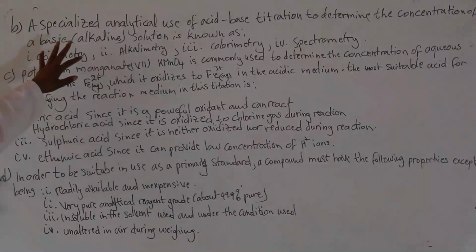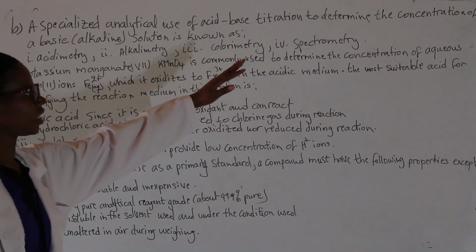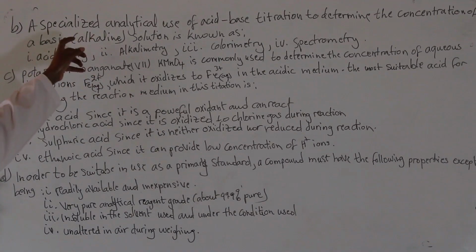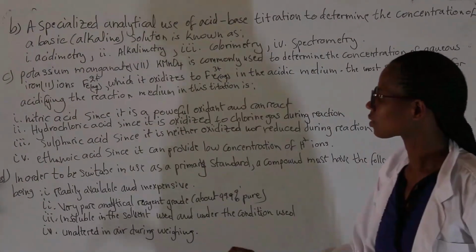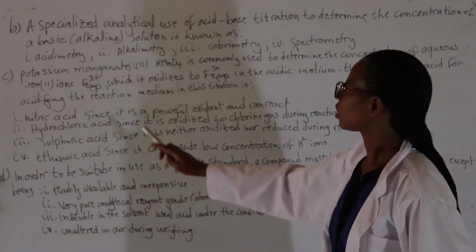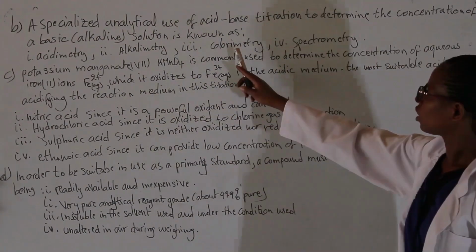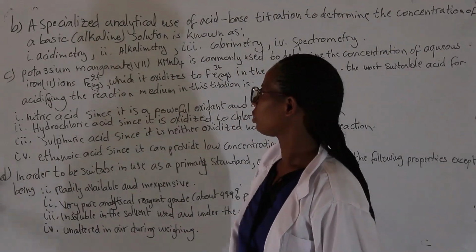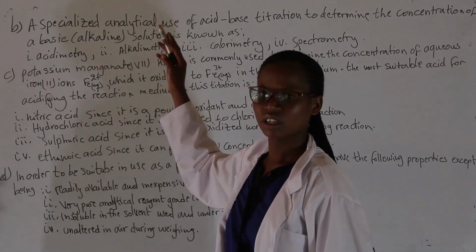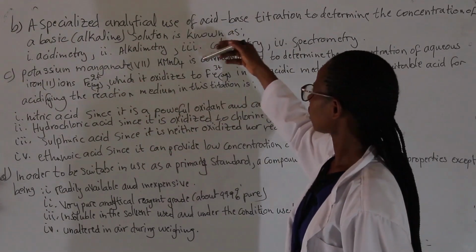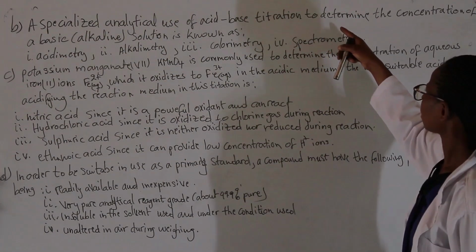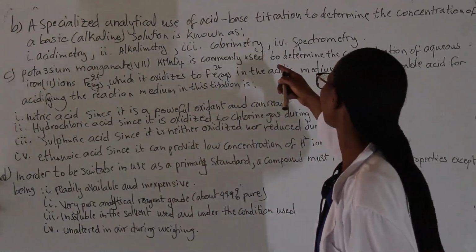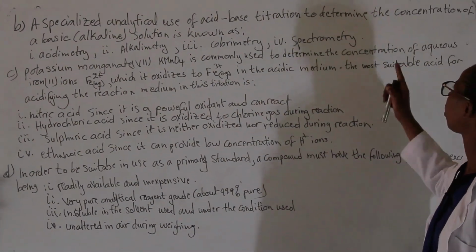Question number B. A specialized analytical use of acid-base titration to determine the concentration of a basic, also called alkaline solution, is known as acidimetry, alkalimetry, colorimetry, or spectrometry. The correct answer is alkalimetry. Remember, when we are conducting titration, the one which is in the conical flask is the one which has an unknown concentration.